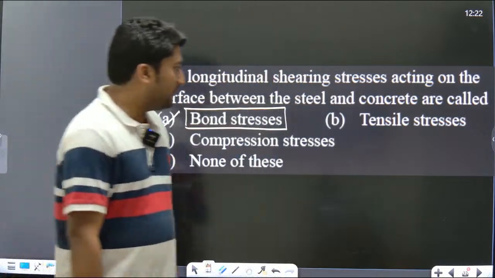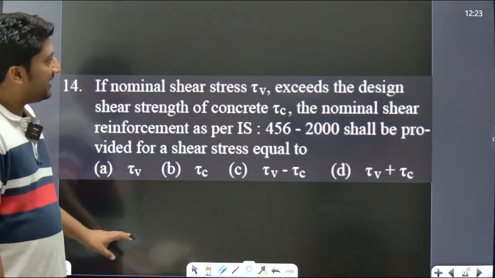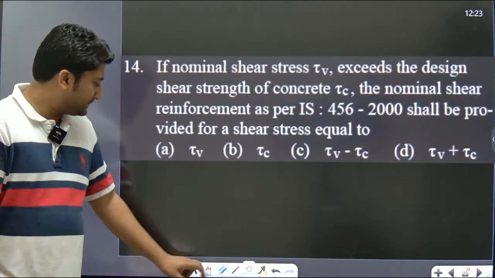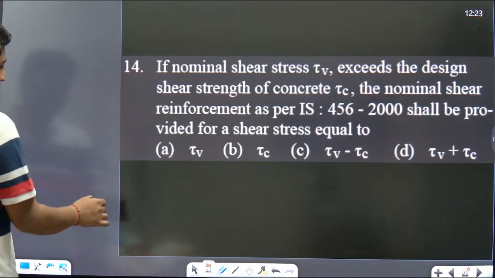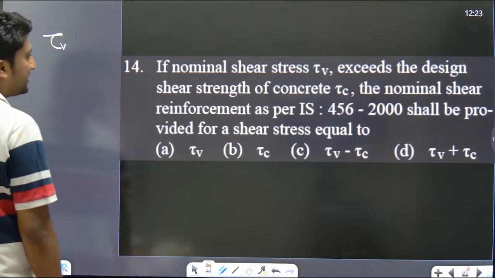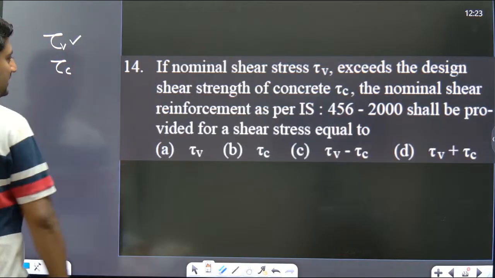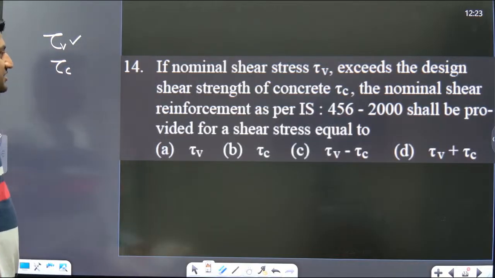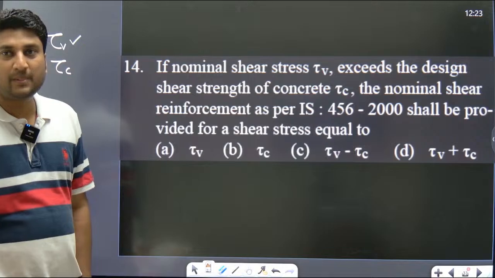Chalo, moving ahead. Answer this question. If the nominal shear stress tau V exceeds the design shear strength of concrete, the nominal shear reinforcement as per IS 456 shall be provided for a shear stress equal to.